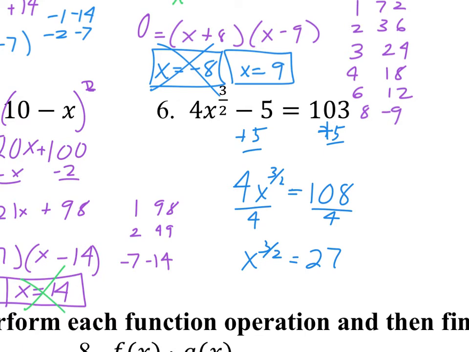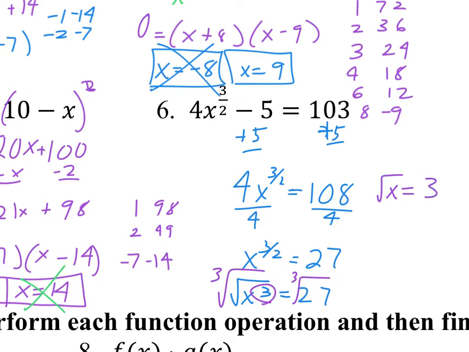Now, square root of x cubed. Again, I would cube root both sides first in order to get rid of the third power here. So again, it's a cube root of both sides. That's going to make that smaller. So we get the square root of x equals 3. We square both sides, we get x equals 9.